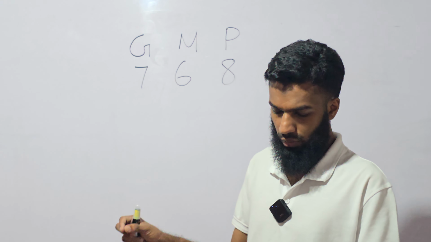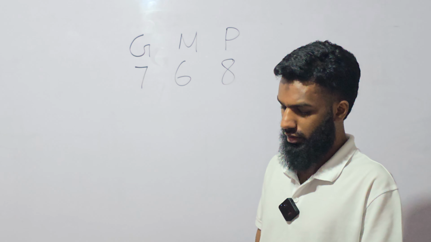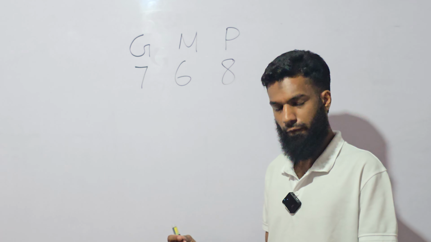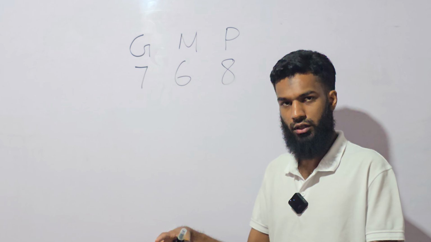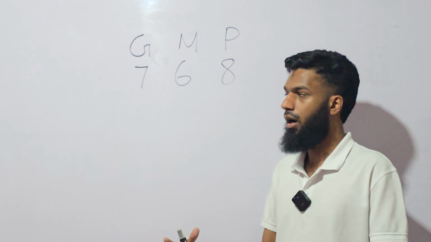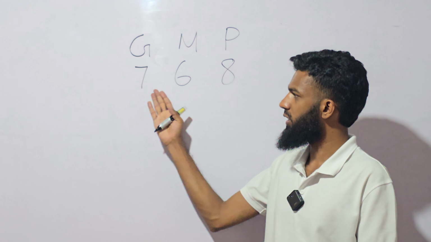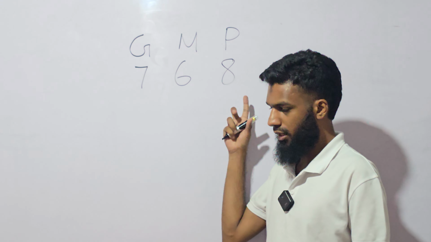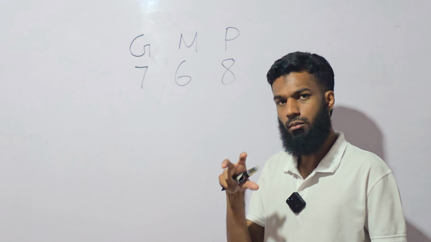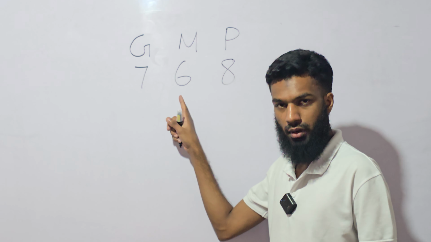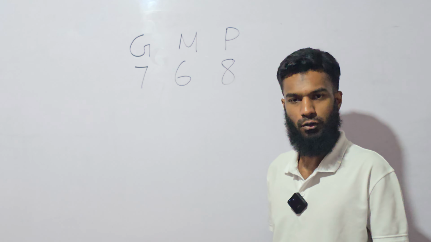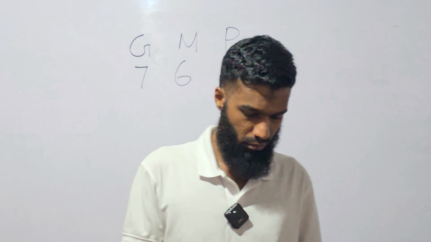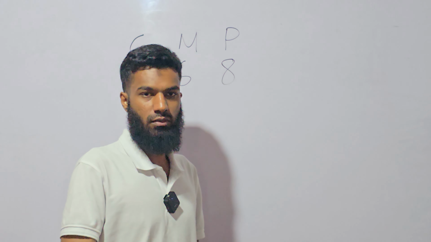If I want to find out the next day when they meet each other at the same location, I have to check the least common multiple of these three numbers. What is the least common multiple of these three numbers? That particular number should be divisible by 7, divisible by 6, divisible by 8. So to find that specific number, I have to go with the least common multiple.